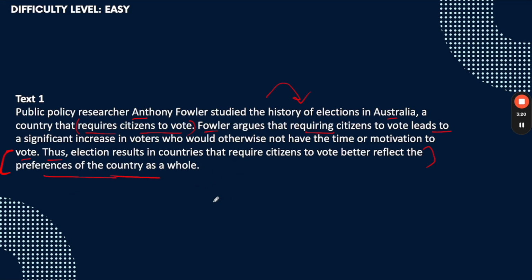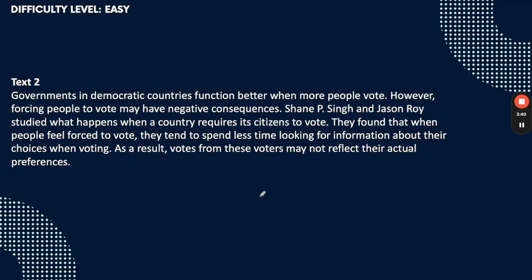So in general, the tone is, let's say, positive over here. I did not find anything negative, correct? They were very positive about this whole concept of requiring the citizens to vote, making it a compulsion for them. So that's the discussion in the text, requiring citizens to vote, and they are positive about it. Now let's read text 2.